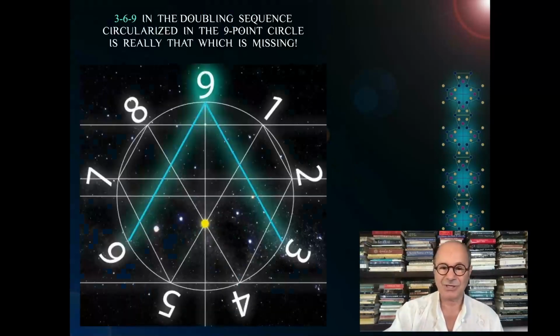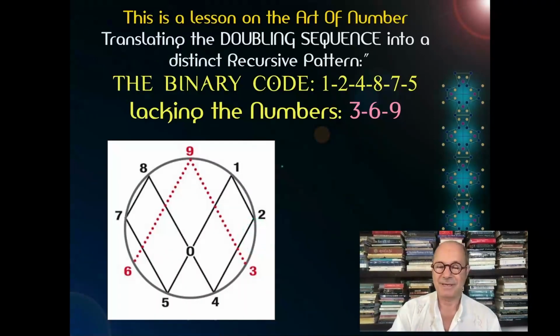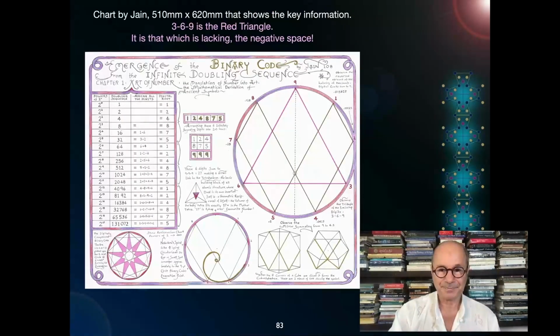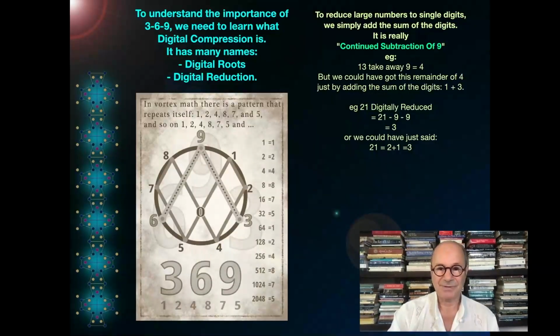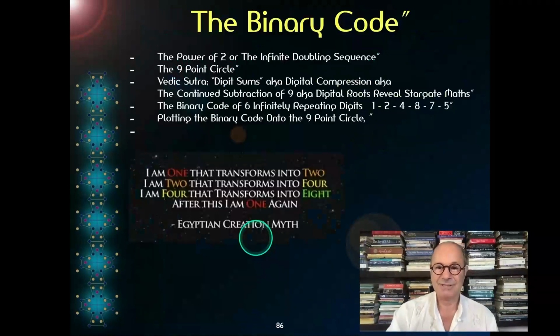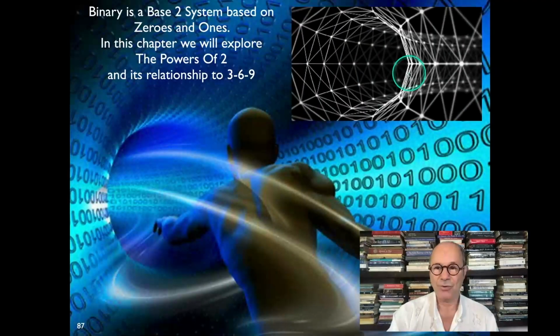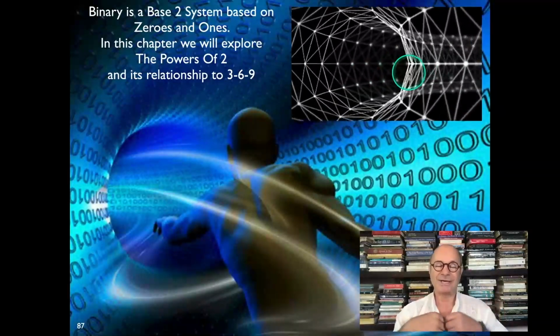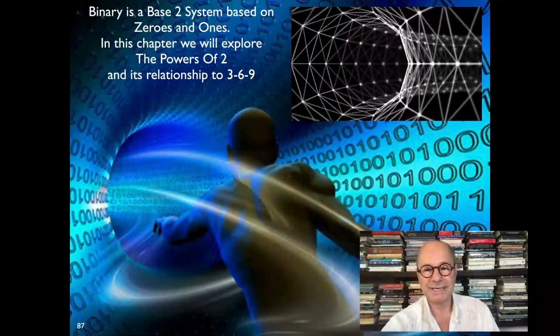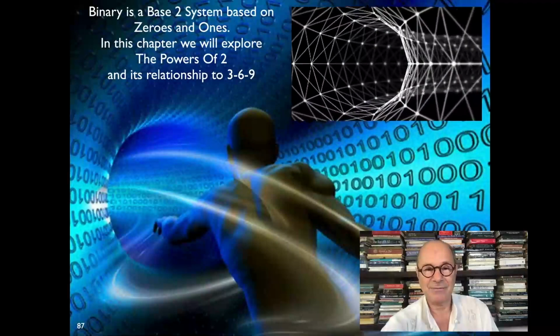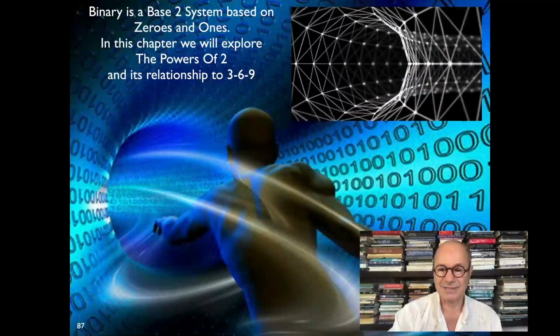This is part 3b, which is the 3, 6, 9 in the doubling sequence. I just want to show you that when we write 1 to 9 in a circle, we're going to join the powers of 2. I'll show you the powers of 2: 2, 4, 8, 16, 32, 64, but we're going to reduce those powers to single digits, and we end up getting a code. It's going to take us into what they call vortex mathematics, and it's all going to reveal the secret to 3, 6, 9.